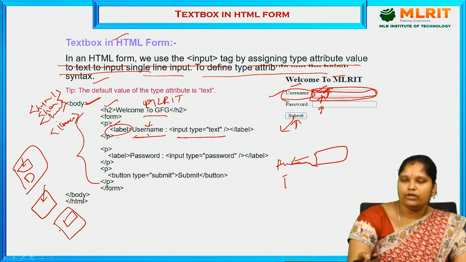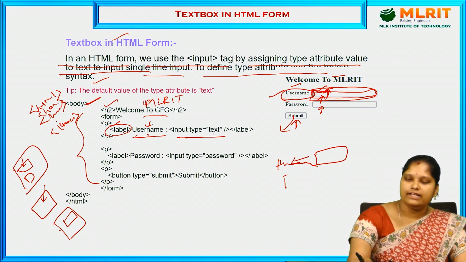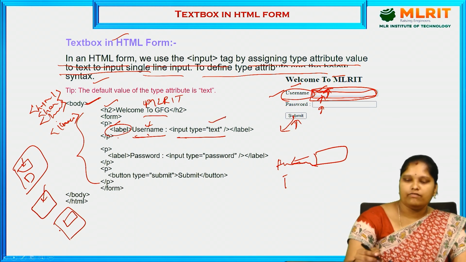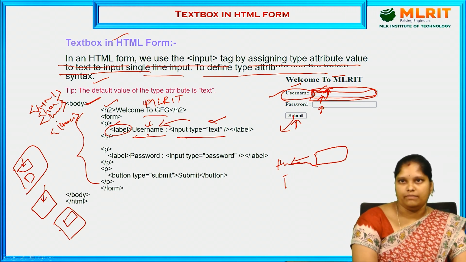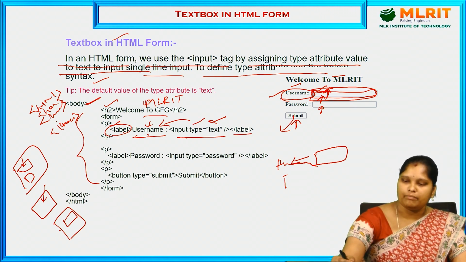And input type. What is the input type of your label? That is text. Input type is text. In the form of text only, it will take the information. The input type is text, and close the label. Label 1 is completed, right?